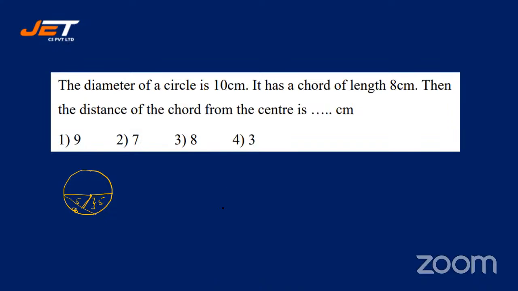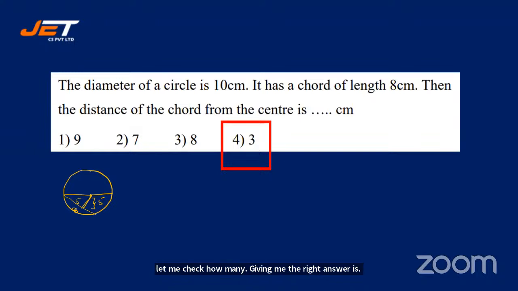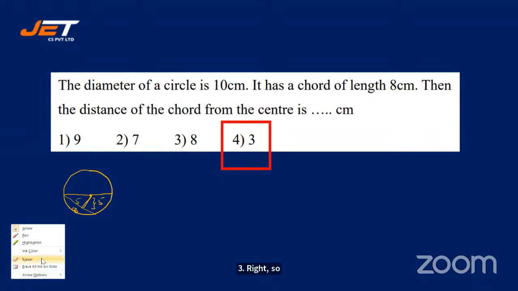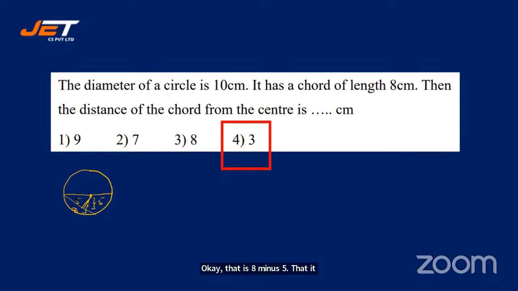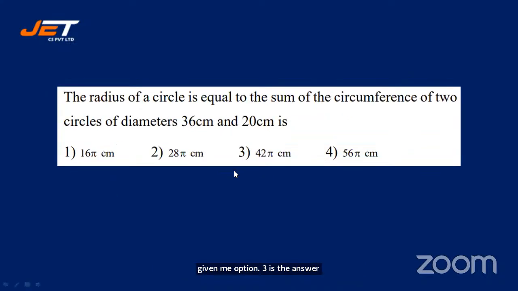Yes. Let me check how many are giving me the right answer as 3. Right. So here Pythagoras theorem need not be applied. You just have to find out the difference. That is 8 minus 5. That itself will give you the distance of the chord from the center. All right. Let's see how many are giving me option 4. Many. Again, all have given me option 4.3 as the answer. All right. See the next question. Good students.